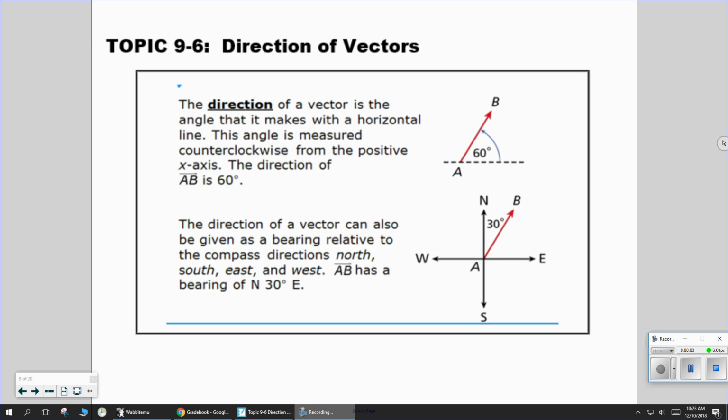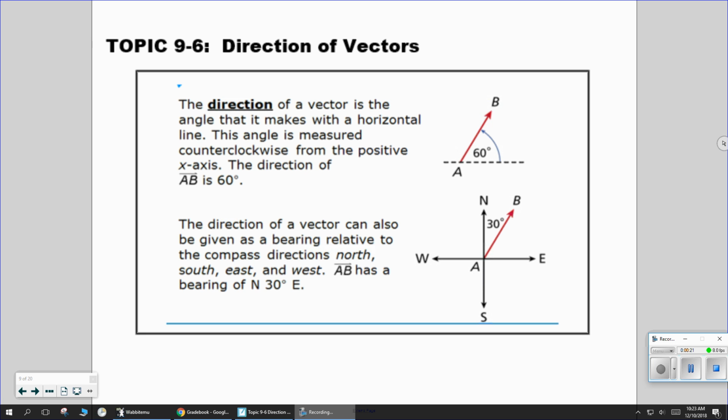Okay, this is topic 9.6, direction of vectors. Today we're going to look at direction of vectors and then combine magnitude and direction of vectors to solve problems. So the direction of a vector is the angle that it makes with a horizontal line.